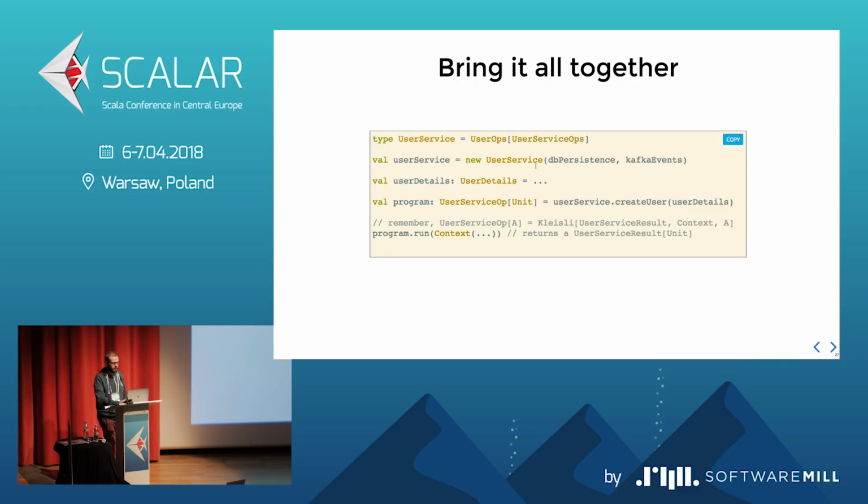We can construct an instance of our user service, given DB persistence and Kafka events. Say we have some user details that's come in from an API request. We can construct a program to create that user by calling the createUser method on our service. But this is a Kleisli, so it won't actually do anything until we run it by giving it some context. So we construct a context with a trace token and so on, and we call program.run, and then it will actually execute. And it will do the DB persistence and send the Kafka event.